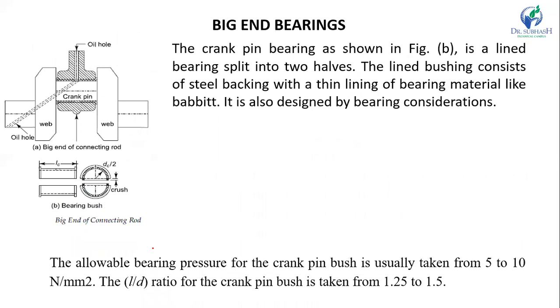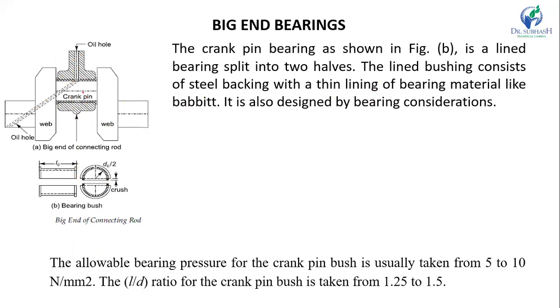Similarly, for the big end bearing, you can see this is the big end bearing, which is connected with the crank pin. The big end bearing is connected with the crank pin, with an oil hole. It is a bearing split into two halves. The big end bearing is in two halves, and the small end bearing is single. The bearing consists of a steel backing with a thin lining of bearing material like babbitt. So it is also designed by bearing consideration.